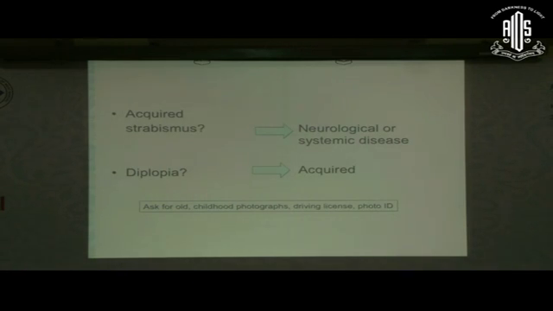So what do we do? We ask for old childhood photographs, driving licenses, IDs. We try to look at onset if the onset is not clear. And if there is history of progression, we can get a good idea from looking at the photographs. So we have lots of fun. We say bring old photos. So we'll get everything from photos taken off the wall, and they'll bring them with the frame. Doctor, we have only one.